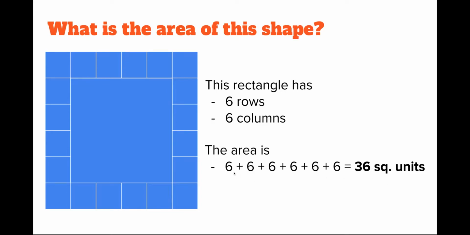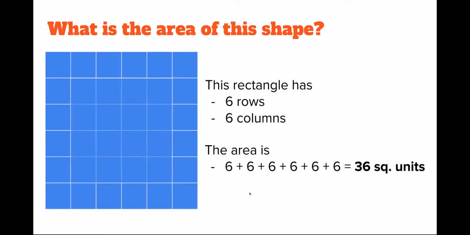And remember, when you're adding this many addends, you can make tick marks, you can add up, you can add 2 of them, and then add 2 and 2 and 2, and then add all of it together. Whatever strategy works for you. So we know that the area of this entire shape is 36 square units.